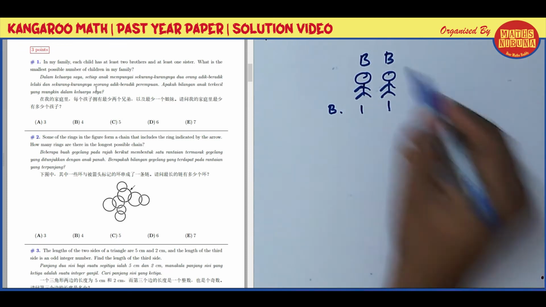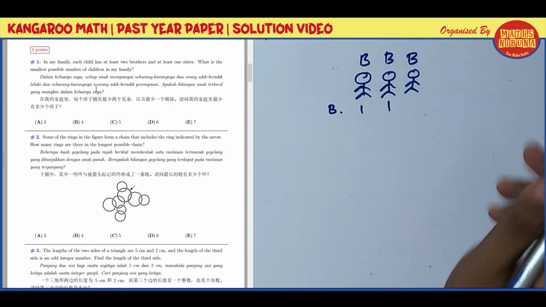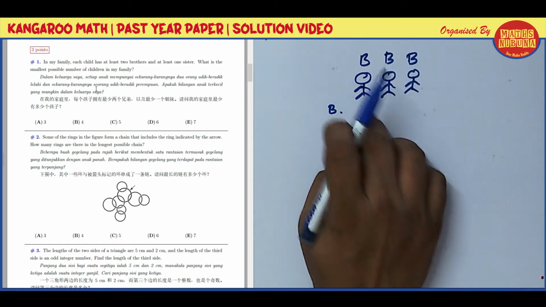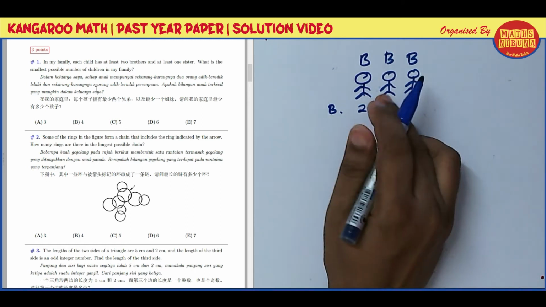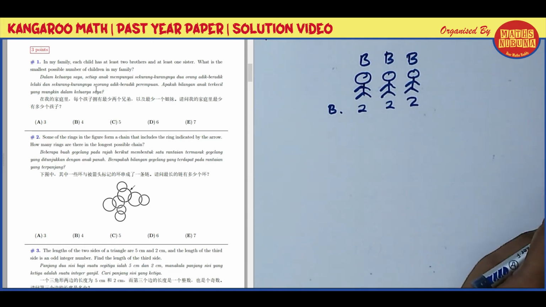Now we add one more boy in the family. Now he has two brothers. He also has two brothers, and he also has two brothers. Now we already fulfill the first requirement, which is that they have at least two brothers. Brothers can be more than two, but minimum two.